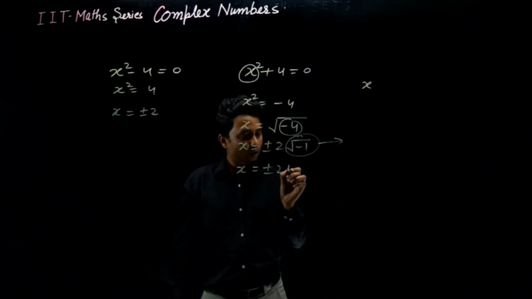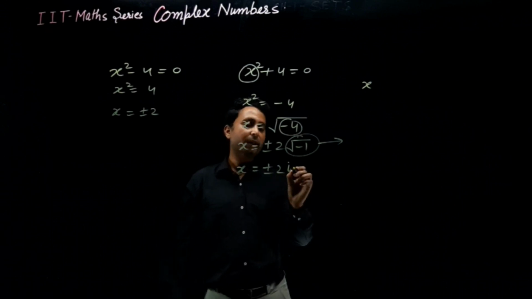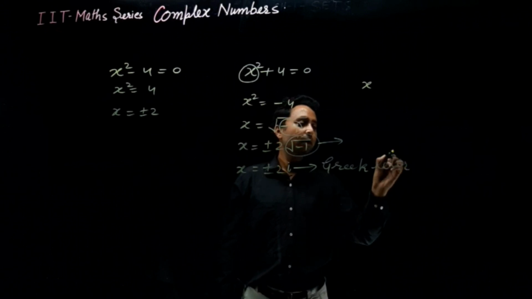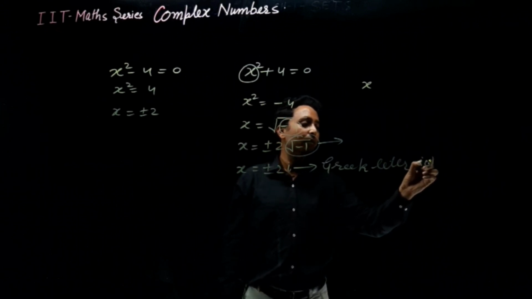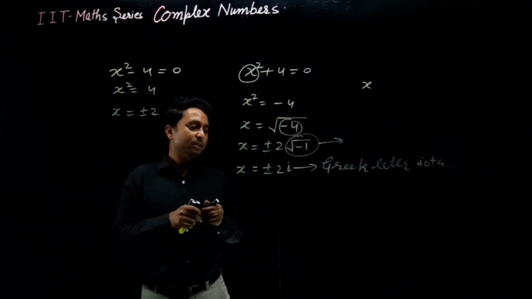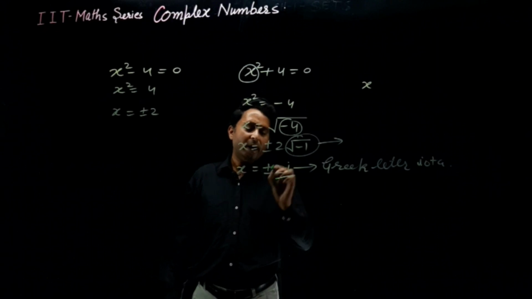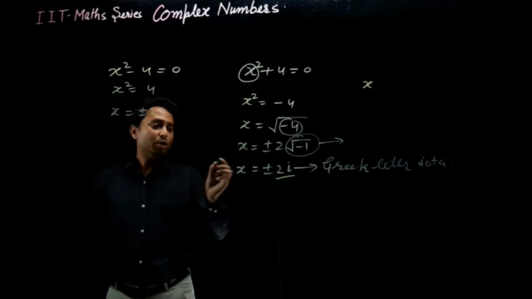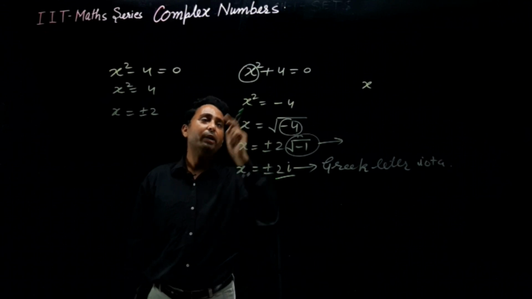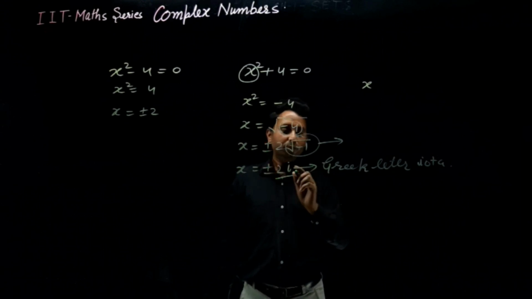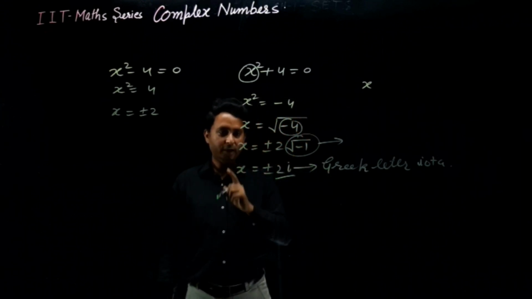This is called iota. This is the Greek letter that is called iota. It means any number involving iota is called an imaginary number. So the solution of this quadratic equation does not belong to the set of real numbers.